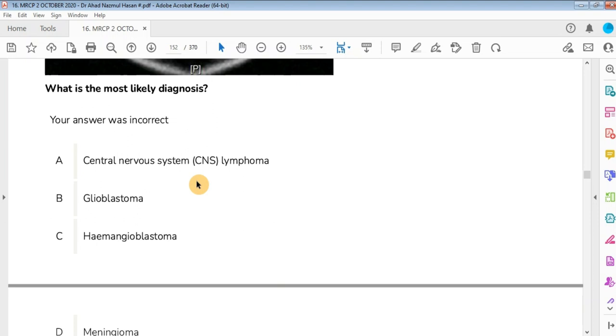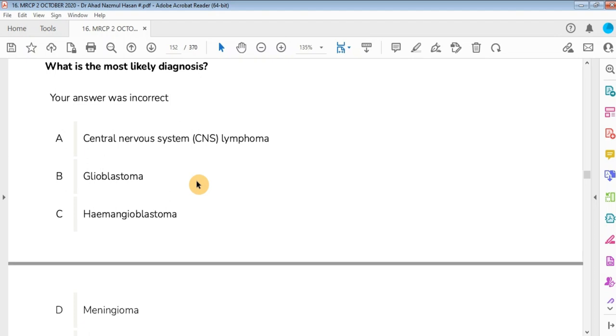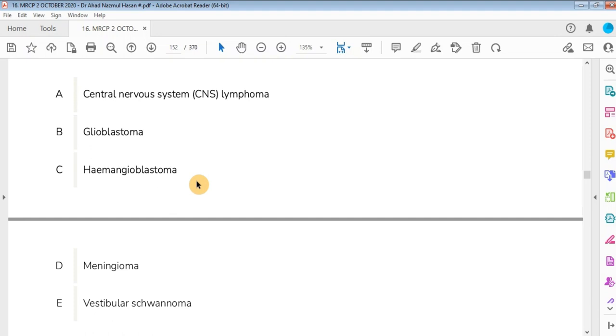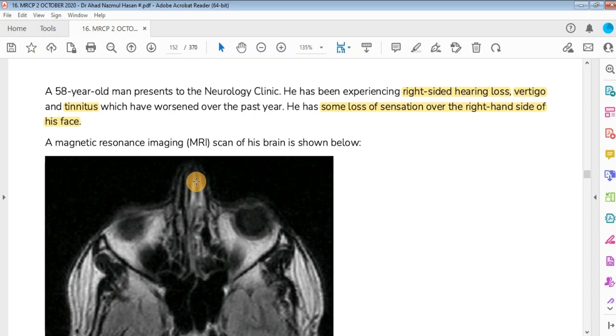What is the most likely diagnosis? Central nervous system lymphoma, glioblastoma, hemangioblastoma, meningioma, vestibular schwannoma. A 58-year-old man presented to the neurology clinic. He has been experiencing right-sided hearing loss, vertigo, and tinnitus, which have worsened over the past year. He has some loss of sensation over the right hand side of his face. MRI scan of his brain shown below.